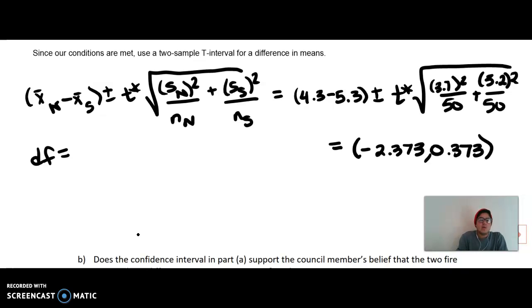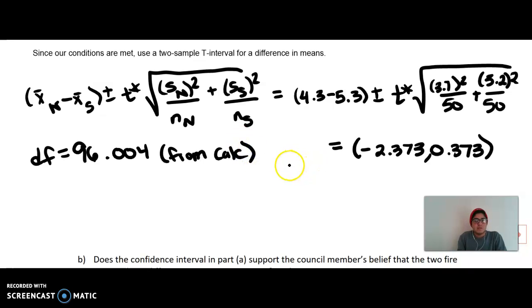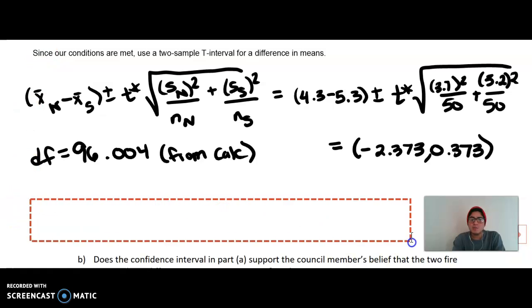And here, I get a wonky degrees of freedom of 96.004, and I'm going to let the person reading my response know that I got this from the calculator. I unfortunately do not know this fancy formula. But we've met all of the mechanics here, so we can now ensure this is a valid confidence interval, and we can interpret the interval.